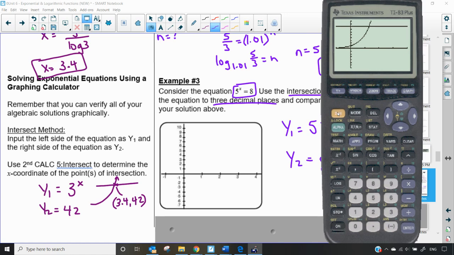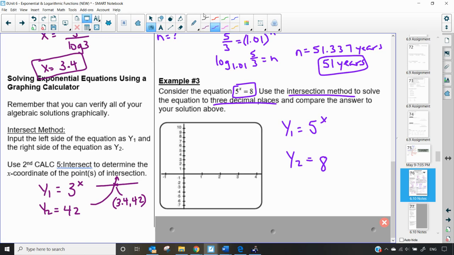And finding our intersection point, second calc, 5, enter, enter, enter. We have our intersection at 1.292 and 8. So graphing, remember our exponential functions go through 1 and we know it's intersecting up at 8 at about 1.292. So graphing this, and I think 1 goes through at about 5.